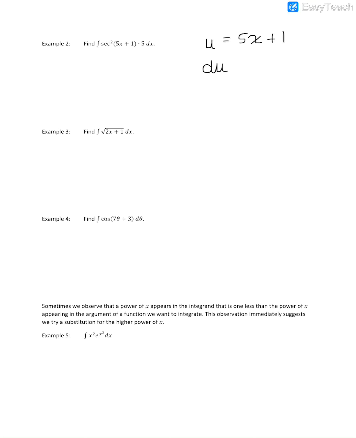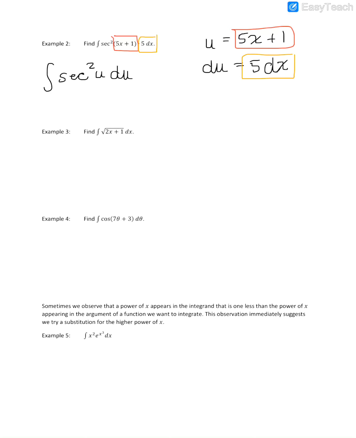And my du dx is going to be 5. I'm just going to move the dx to the other side. So look here. Here's my 5x plus 1. That's going to replace that. Here's my 5 dx. That's going to replace that. Let's rewrite this. I'm going to get integral of secant squared u du, and the integral of that is tangent u. I want to sub back in my u, 5x plus 1. And we're done.